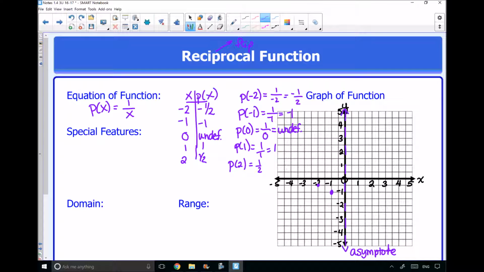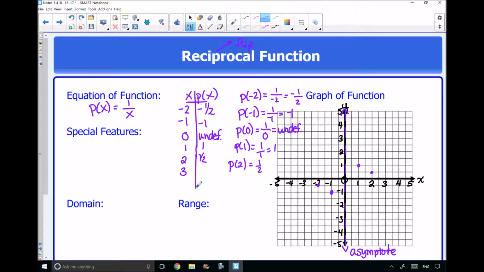So at 1, 1, I have this point right here, and at 2, 1/2, I have this point right here. Now at this point in time, it's not really enough for me to see what's happening. I can't really develop an idea of what's happening. So let's just try 3.